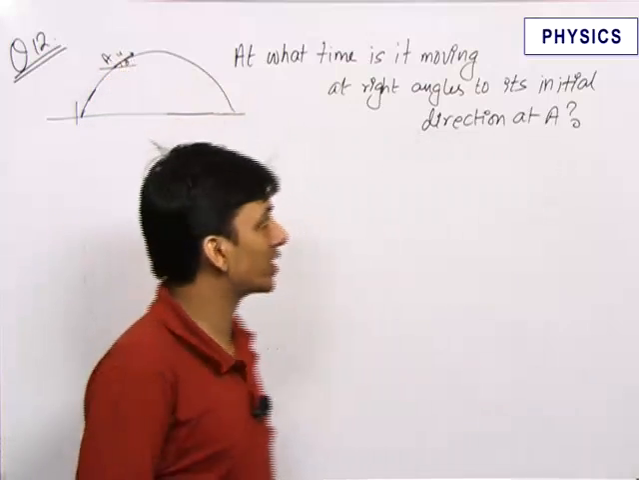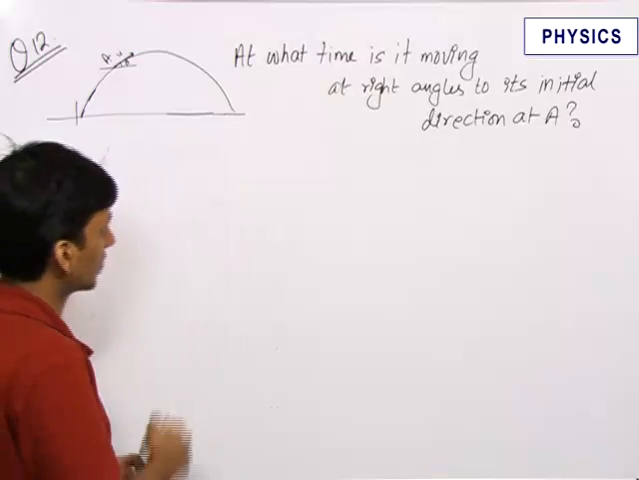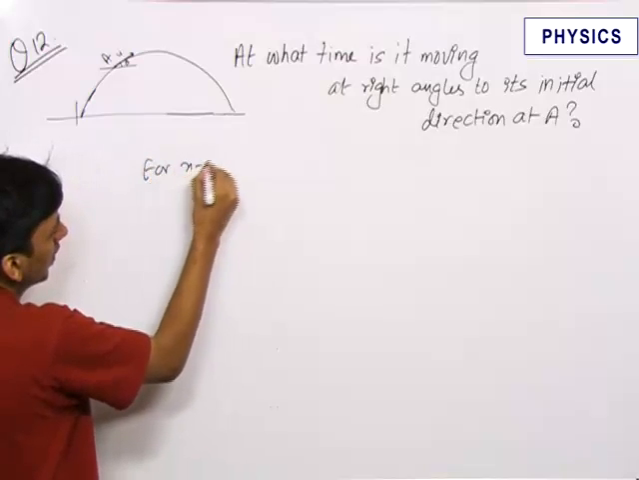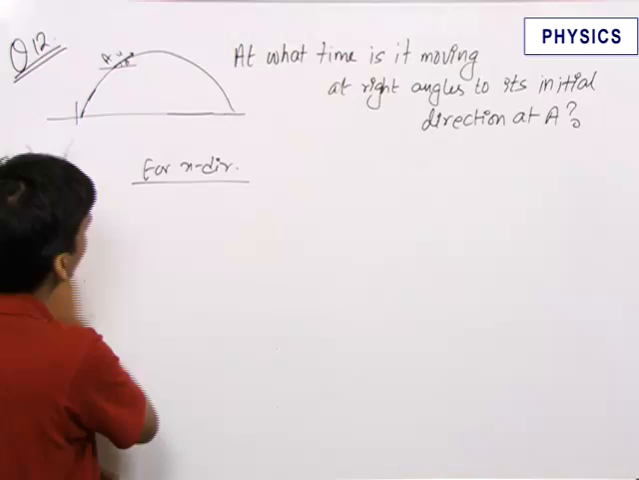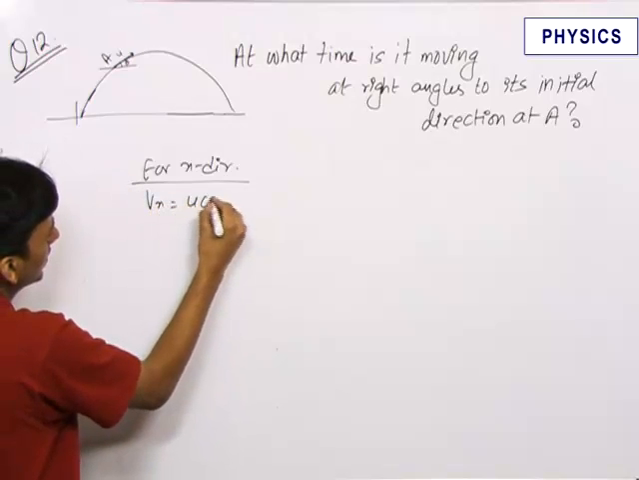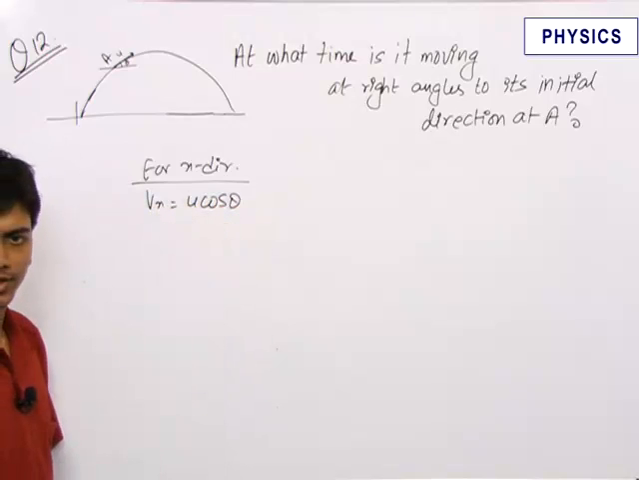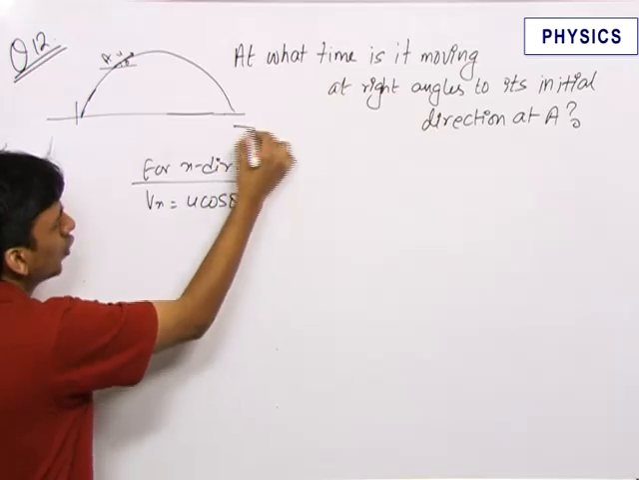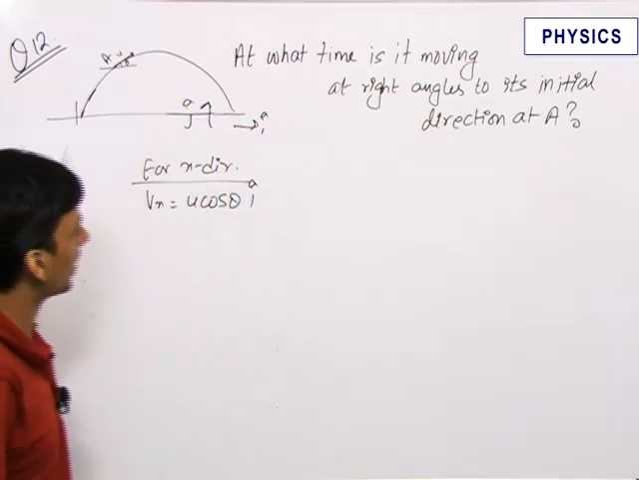So for solving this question, let us find out the general velocity vector after time t. For x direction, we know that in a parabolic path in projectile motion, the x component of velocity is always the same. So the x component of velocity after time t will be u cos theta only. This can be written as u cos theta i cap. We take this perpendicular direction as j cap.